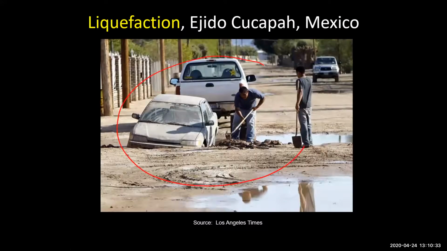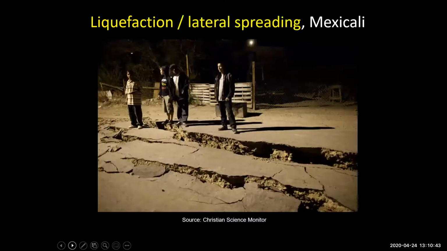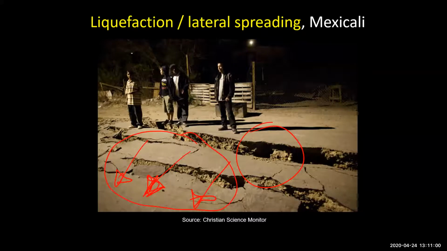Same thing here. In this case, the car is sinking into the liquefied water-saturated ground as a result of liquefaction. And in this case, we're looking at a slight embankment here. This material is moving downslope because again, there was a subsurface layer of sand that liquefied during the earthquake. And this form of mass movement following liquefaction is known as lateral spreading.